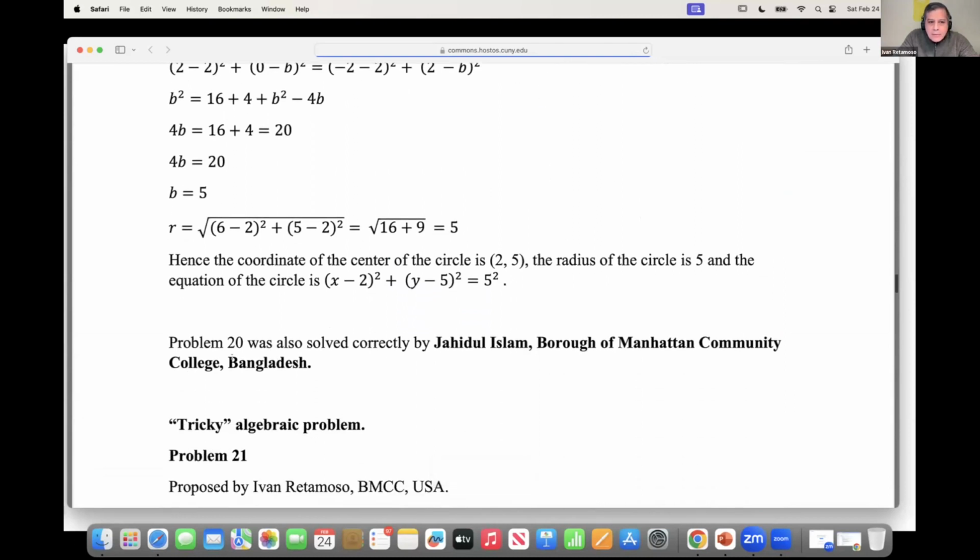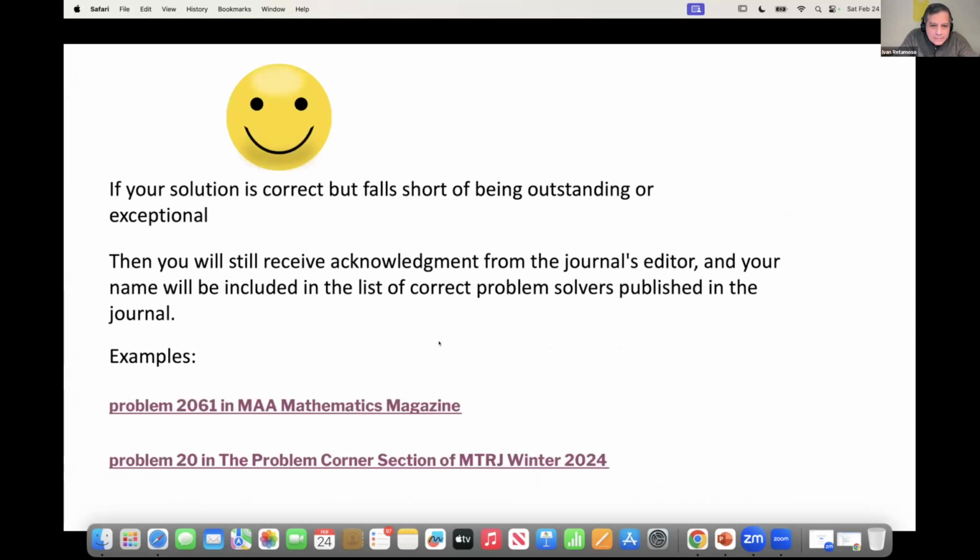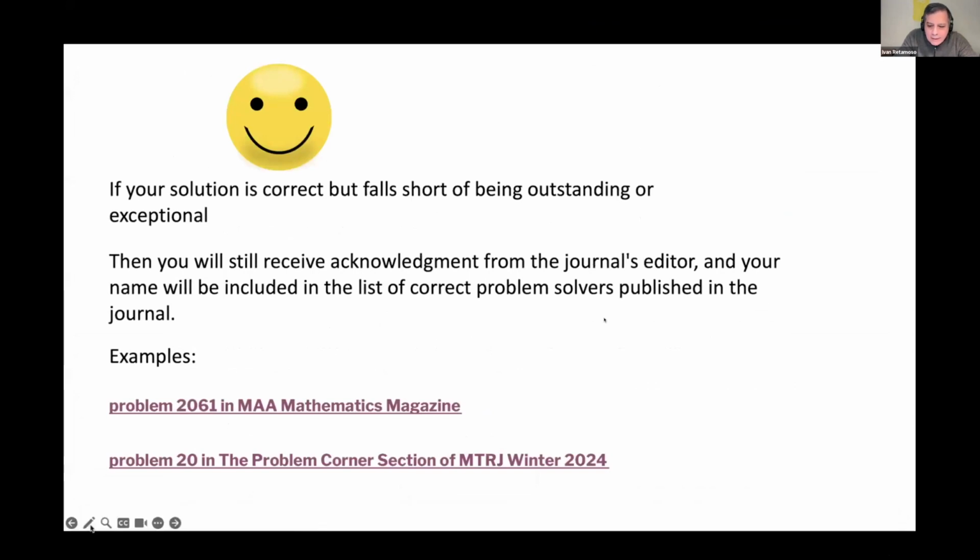Look here, for example, problem 20 was solved correctly by Ihadul Islam. He's a former student of mine from calculus. He's from Bangladesh. So he solved it correctly, but I didn't post his solution, but I gave him recognition and acknowledgement, right? Good. All right, but now let's go over the last scenario, right?